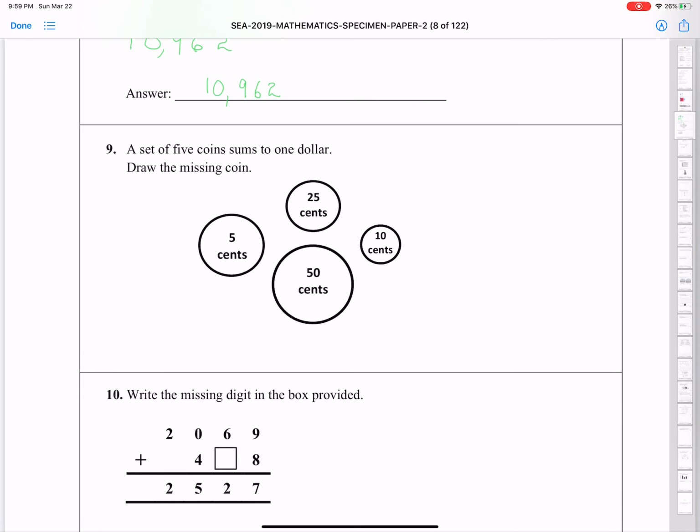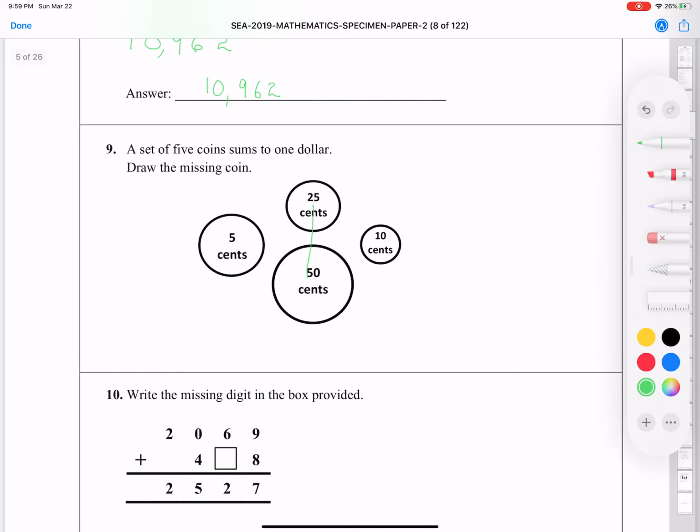A set of 5 coins sums up to $1. Draw the missing coin. A dollar is how many cents? Yes, 100 cents. So we have 50 cents. And then 25, that's 75 cents. 75 and 10 is 85. 85 and 5 is 90. 90 and how many make 100? 10.